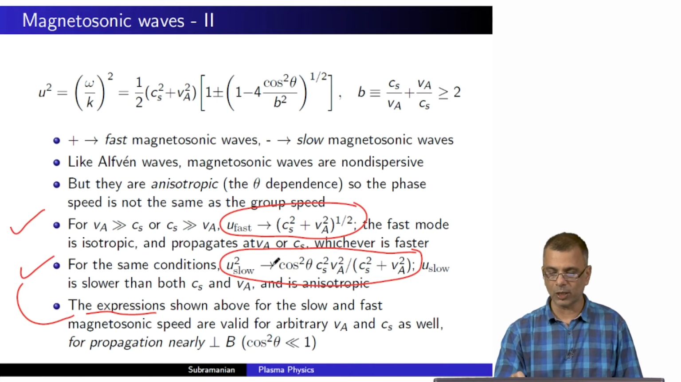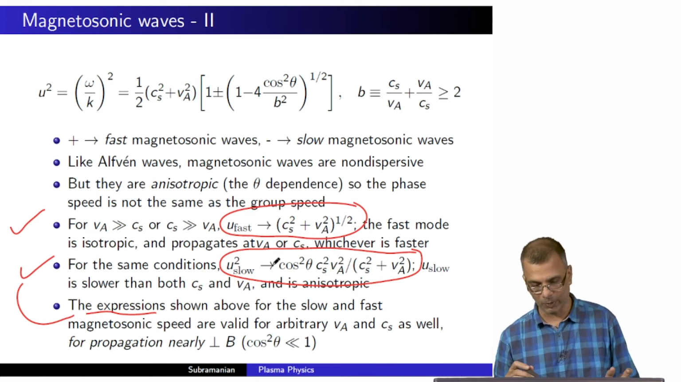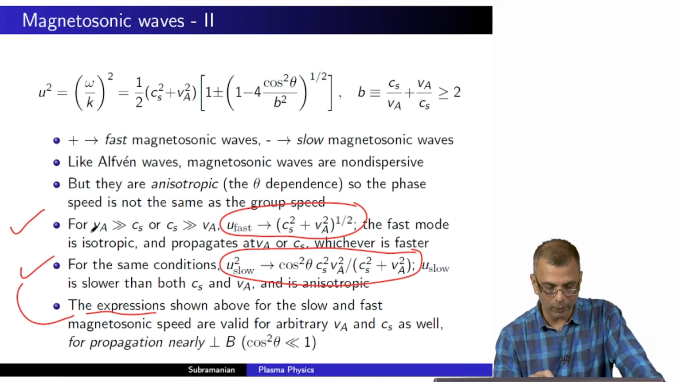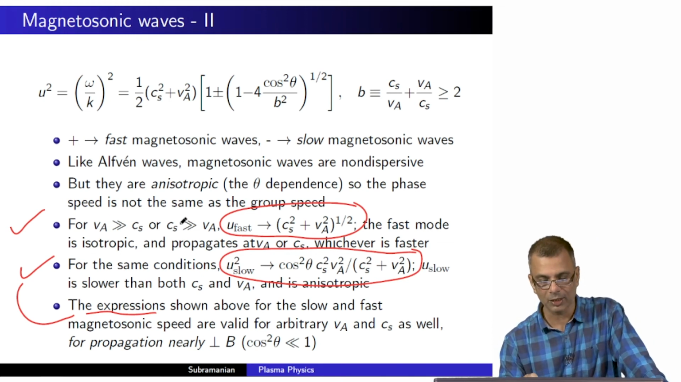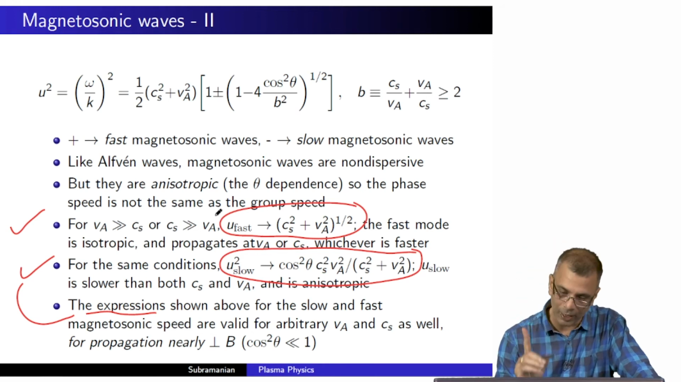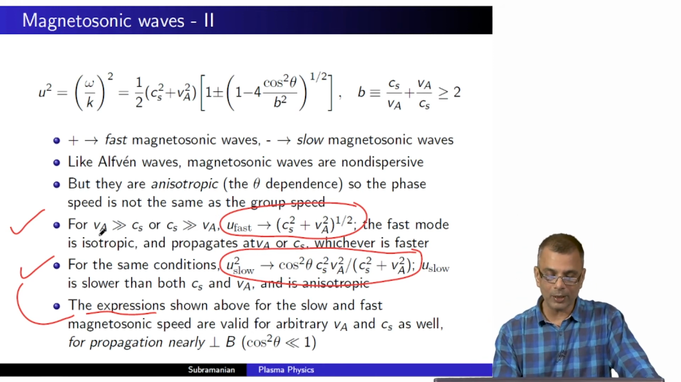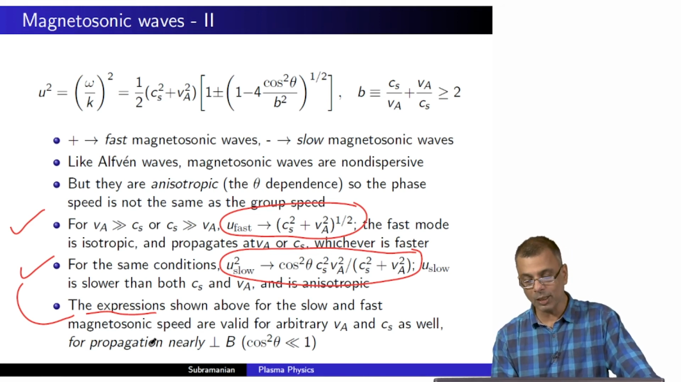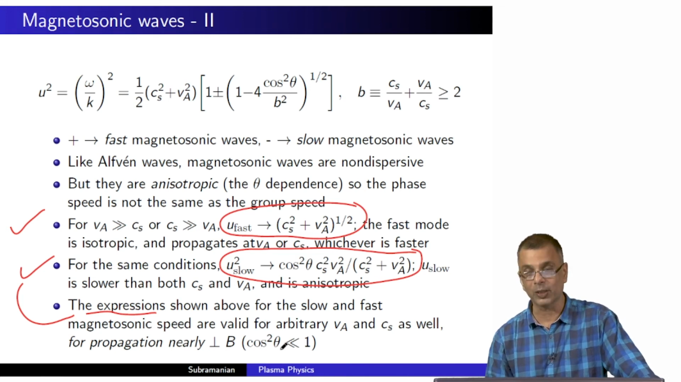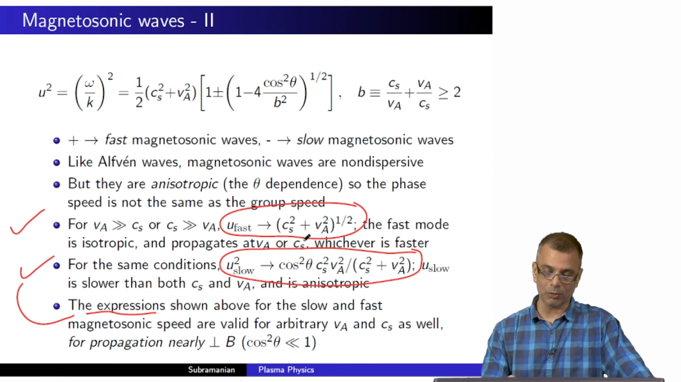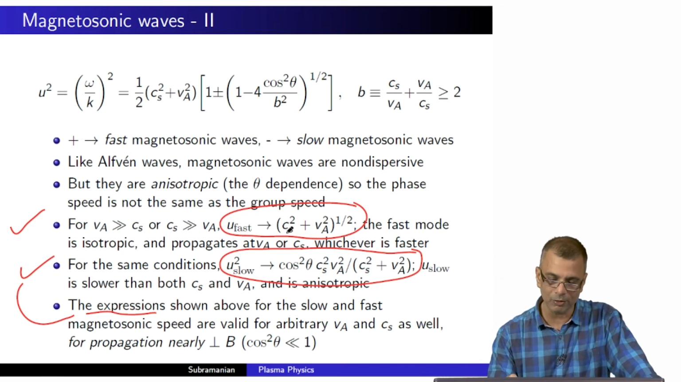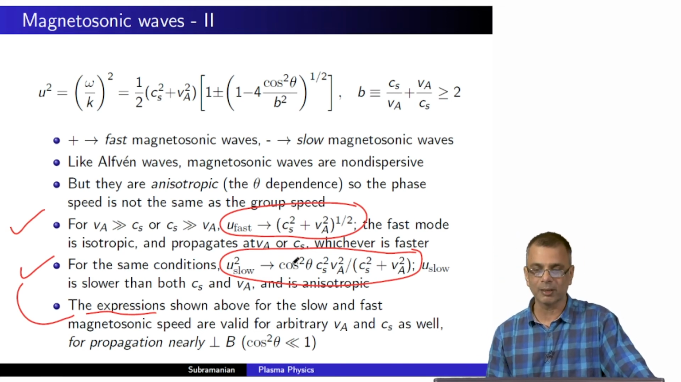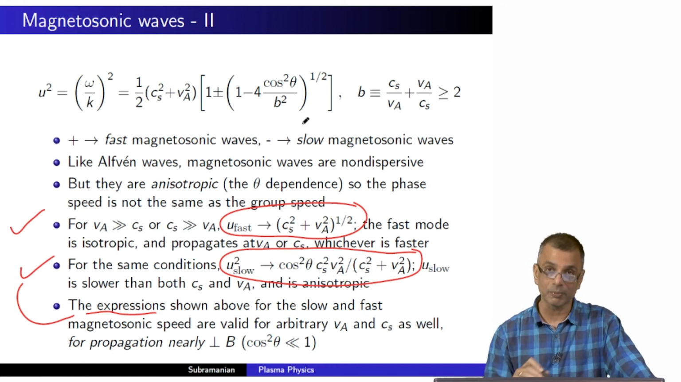This and these two expressions for the slow and fast magnetosonic speed, of course, they are valid when Va is much larger than Cs or Cs is much larger than Va. They are valid in this case. They are also valid when these conditions are not satisfied, but if the propagation direction is nearly perpendicular to B. In other words, the cosine squared theta is much less than 1. In that case also, these two expressions are valid. The reason we're making such a big deal out of it is because these two expressions are relatively simple. They are definitely simpler than this, as you can see.